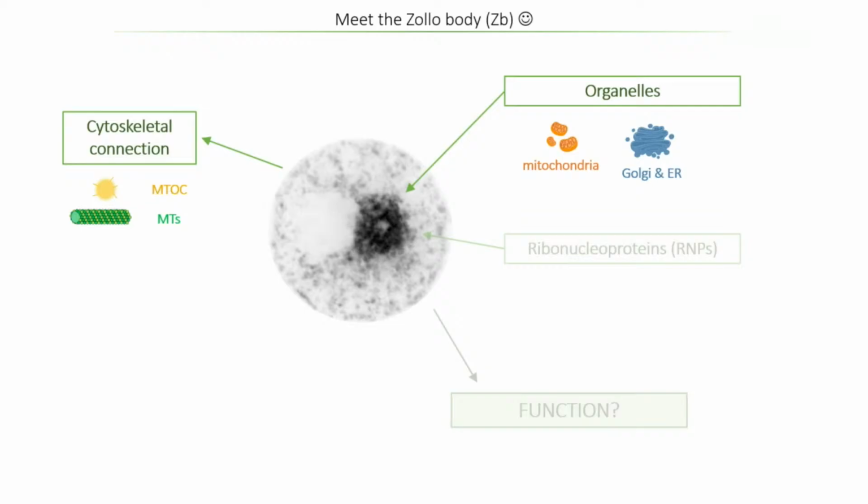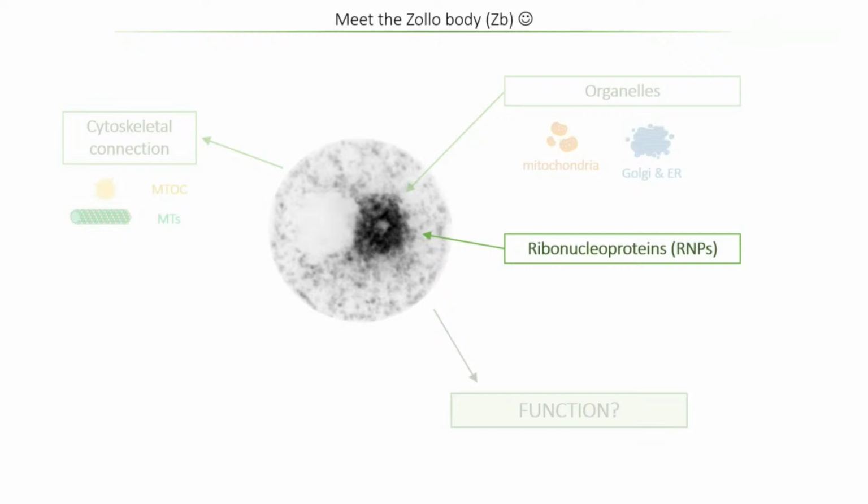So at this point, we have mitochondria, Golgi, ER, and we discovered an important link with the cytoskeleton, in particular with microtubules, gaining first insights on the assembly mechanism of this compartment. Moving on to ribonucleoproteins, we started from the proteins.